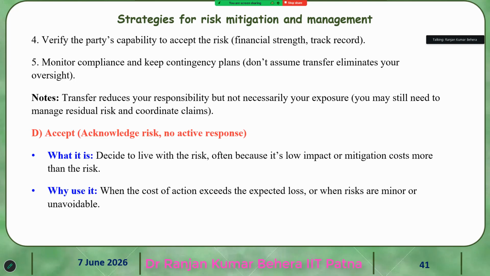Then accept: acknowledge a risk, no active response. And what it is: decide to live with the risk, often because it is low impact or mitigation costs more than the risk. And what to do? Consider the impact, if it is less, or the mitigation cost. Then why to use it? The cost of action exceeds the expected loss. And when the risks are minor or unavoidable, you should use it.